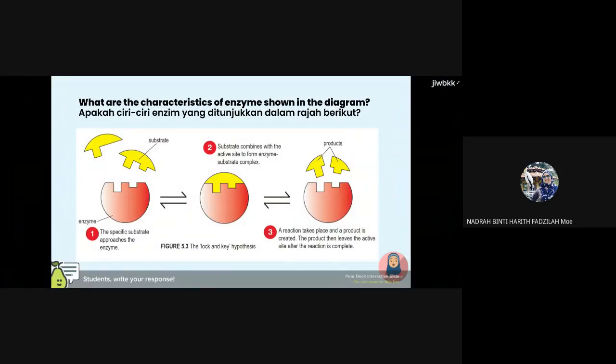So based on this picture, this is the summary of the lock and key hypothesis, or lock and key model, step by step. Based on this particular diagram, can you list out, boleh tak kamu nyatakan apakah ciri-ciri enzim yang ditunjukkan dalam rajah ini? What are the characteristics of enzymes shown in the diagram?